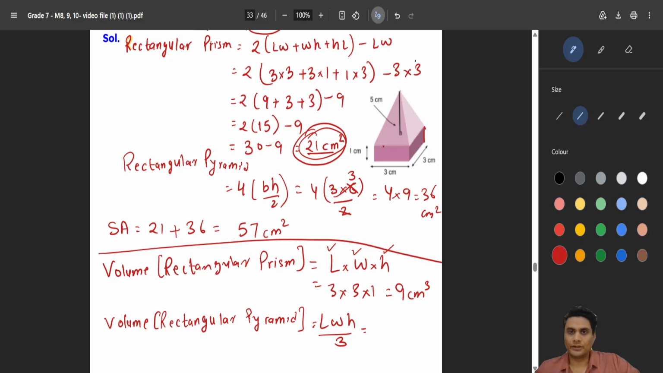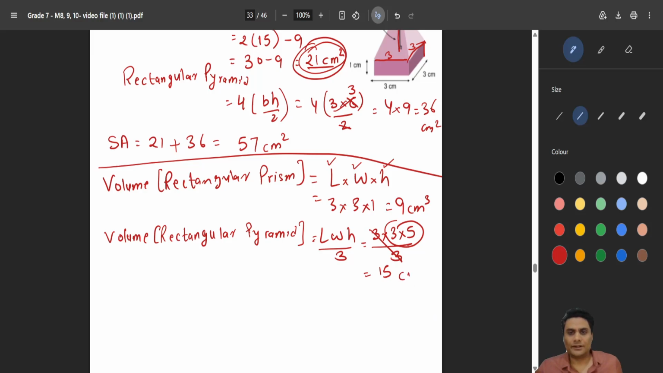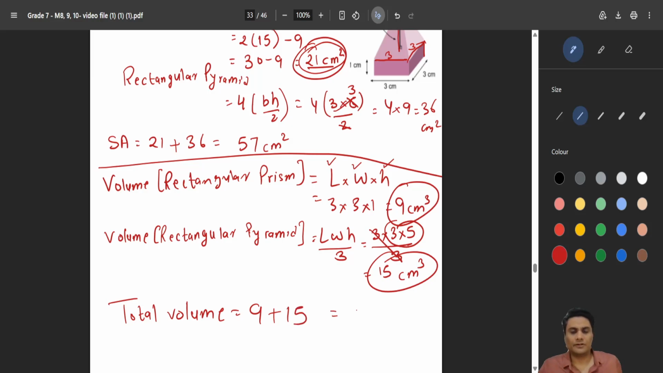Now for this rectangular pyramid, the length and the width are 3 and 3. And what is the height? Height is 5. So 3 times 3 times 5 divided by 3. 3 and 3 will cancel each other. 5 times 3, 15. Yes? 15 centimeter cube. So what will be the total volume? Total volume will be 9 plus 15, that will be 24 centimeter cube.